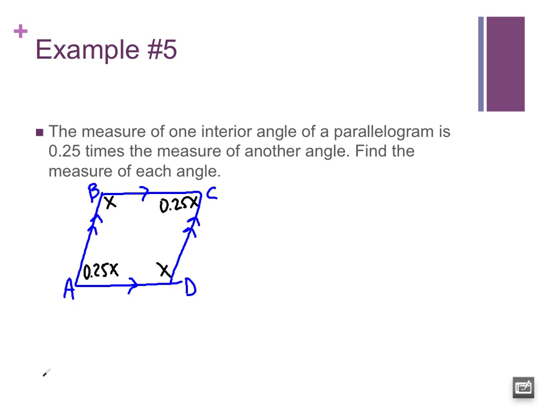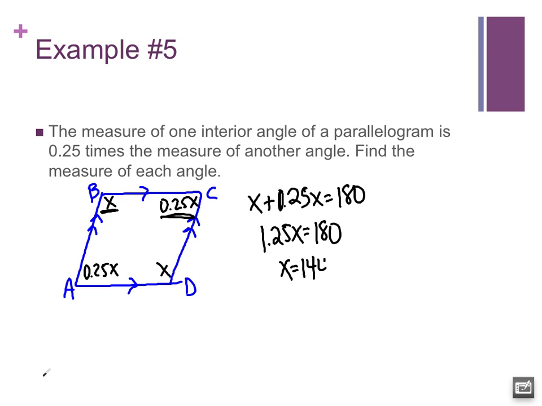Now we're asked to find the measure of each angle. I need to think, what do I know about angles B and C? What do I know about consecutive angles? Well, I know that they're supplementary. So I have x plus 0.25x is equal to 180. Adding, I get 1.25x equals 180. Hopefully you have a calculator out. So if I take 180 divided by 1.25, I get 144. So x is equal to 144.